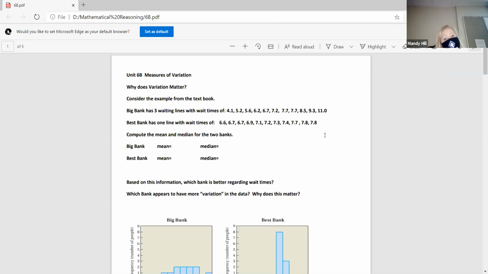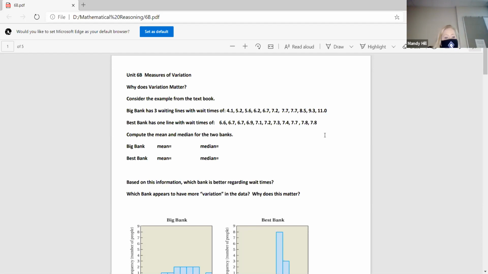We've already talked about in class the way to do this the long way, which is to add up the numbers if we want to find the mean for both of these banks. In this situation we've got Big Bank, and they have 3 waiting lines, and their wait times are 4.1 minutes, 5.2 minutes, 5.6 minutes, and so on and so forth. So they've just recorded these people's wait times. Best Bank only has 1 line, but here are their wait times, okay?